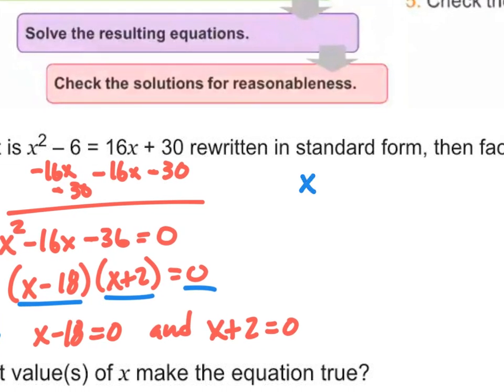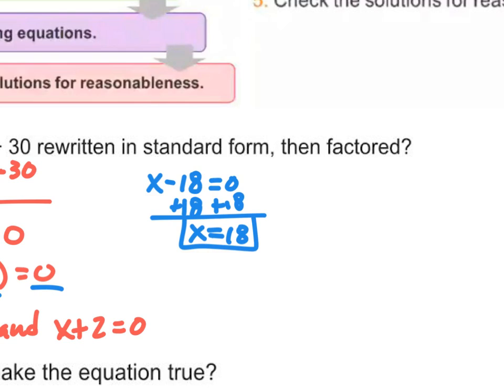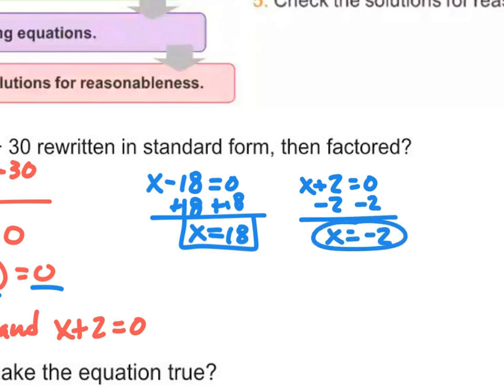If I have x minus 18 equals 0, then I add 18 to both sides, and I get that x is equal to positive 18. Okay, so that's one of my solutions. Then the other one is that I set x plus 2 equal to 0, and subtract 2 on both sides, and I get that x is equal to negative 2. So these are my two solutions that make this equation true: x equals 18, x equals negative 2.